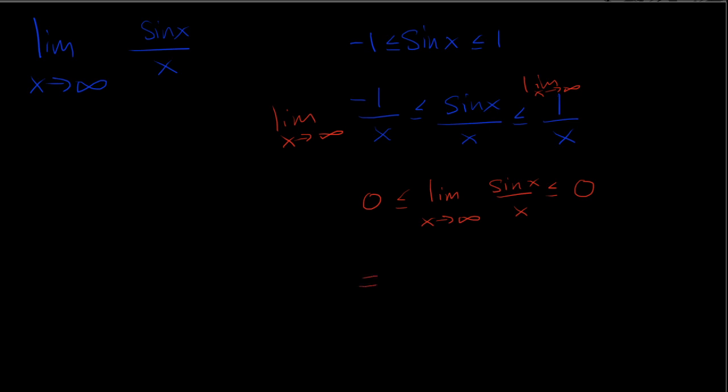And so by the squeeze theorem, the limit has to be 0, since it's bounded by two functions whose limit goes to 0. Okay, next we'll be looking at cosine.